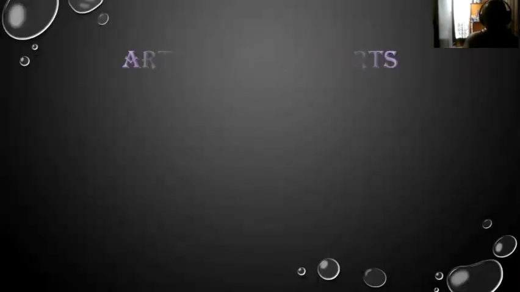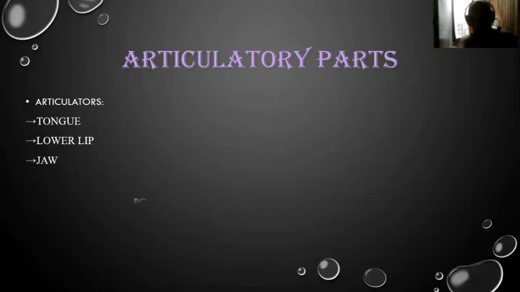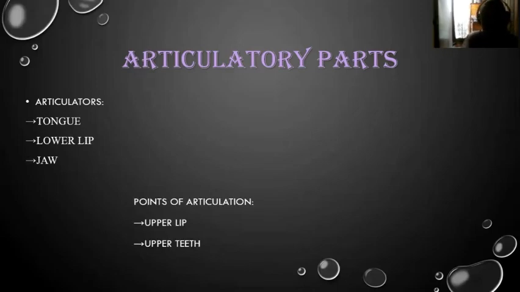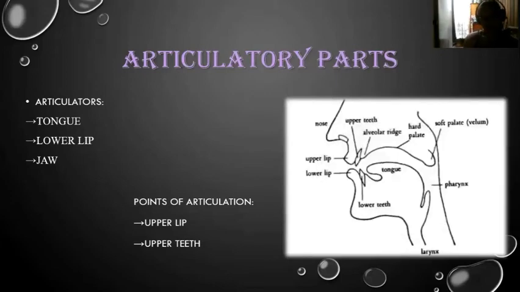Finally, we have the articulatory parts. The first one is the articulators: the tongue, the lower lip, and the jaw. On the other hand, we have the points of articulation, that are the upper lip and the upper teeth. And this image represents better how the articulatory parts are in our body. We have the upper teeth, the lower teeth, the upper lip, the lower lip, and the tongue.